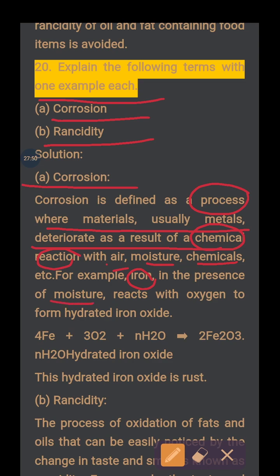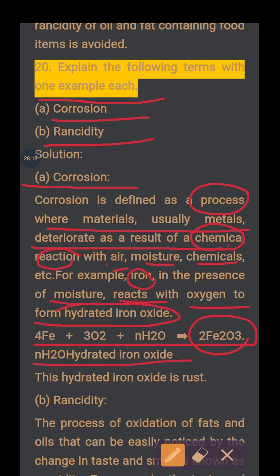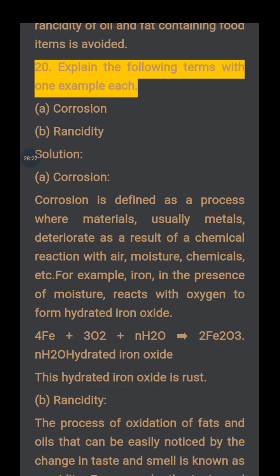In the presence of moisture, iron reacts with oxygen to form hydrated iron oxide. Hence, this reaction, which is a process, of adding moisture and reacting in the presence of oxygen is called corrosion. 4Fe plus 3O2 gives out 2Fe2O3. That is iron oxide. Oxide is rust, which forms a layer over the metal.